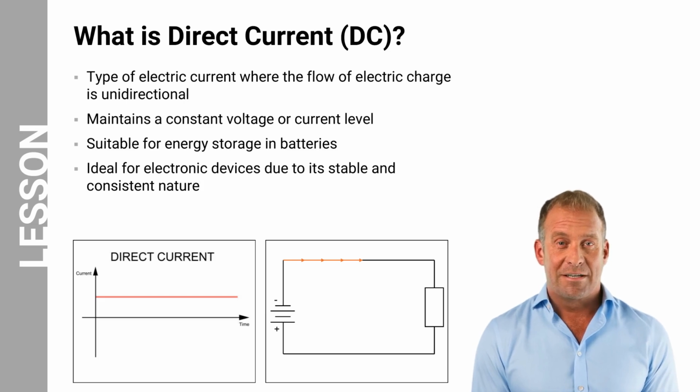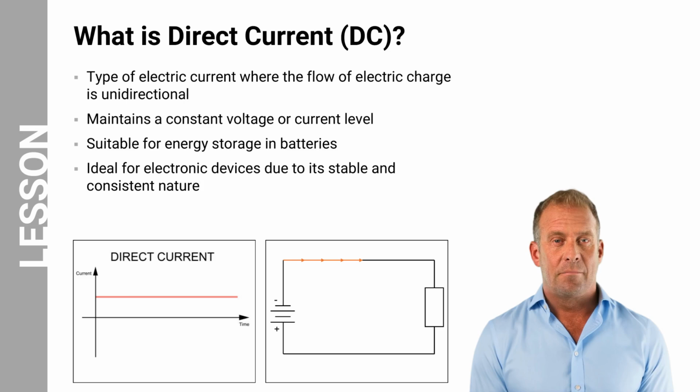Speaking of devices, DC is ideal for electronic devices due to its stable and consistent nature. Devices that require a regulated power supply, like our laptops and handheld gadgets, rely on DC. Inside these devices, even if they are plugged into an AC power source, there's a converter that changes AC to DC to provide a stable stream of energy that the electronics need to function correctly.